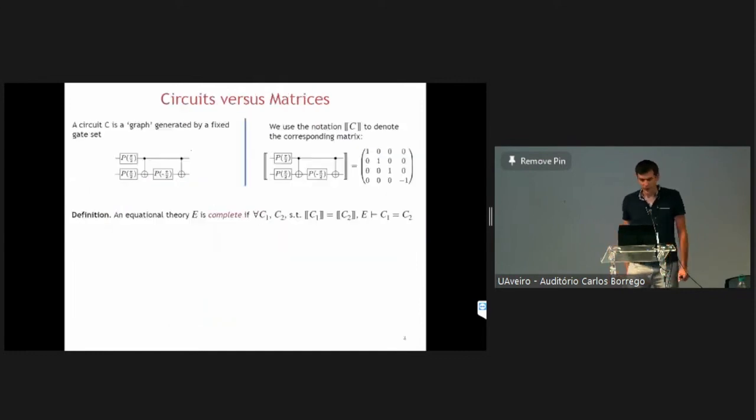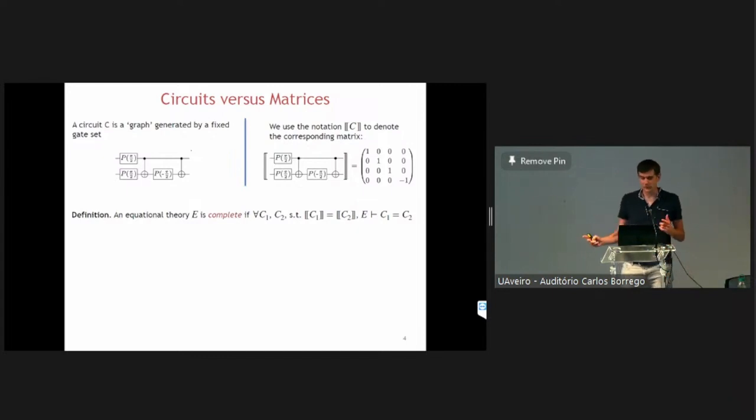When we talk about completeness, it's important to distinguish circuits and matrices. For me, a circuit is really a graph, a graphical representation, where you have generators, so C-naught, Hadamard, Z-rotation, phase gates, and you connect them using wires. But this is really a graphical object. If I want to talk about the matrix implemented by this circuit, I'm going to use this funny bracket notation, which associates with any circuit the matrix implemented by this circuit. So in this case, the control Z matrix.